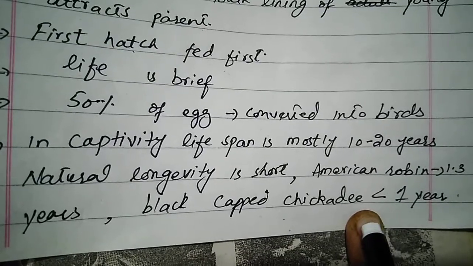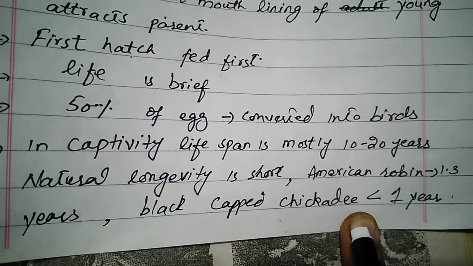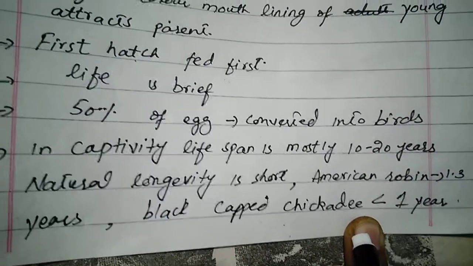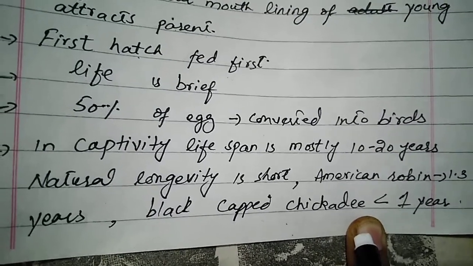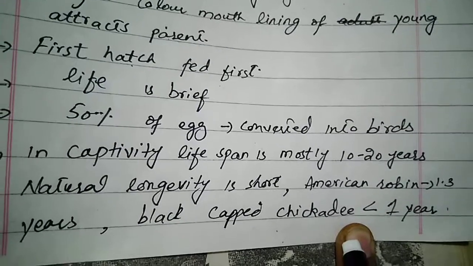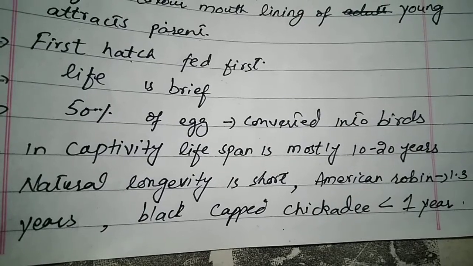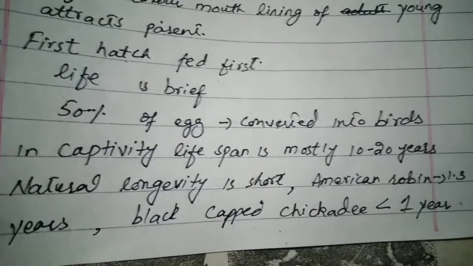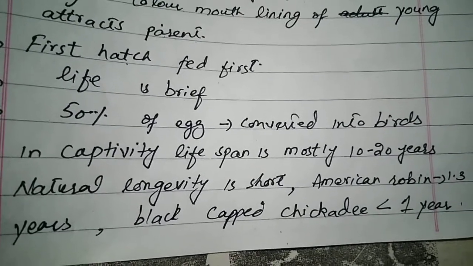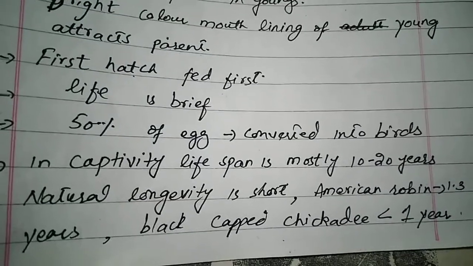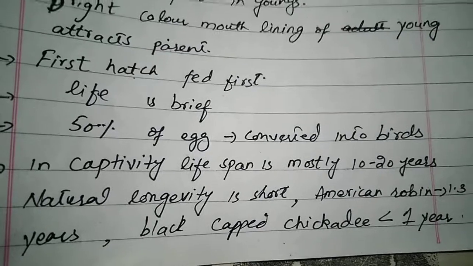So the mortality rate is high in the first year from predators and inclement weather, because during the first year of life, they are not well developed. They are not well aware of how to protect themselves from predators, how to take food efficiently, and how to protect themselves from the harsh realities of the weather.